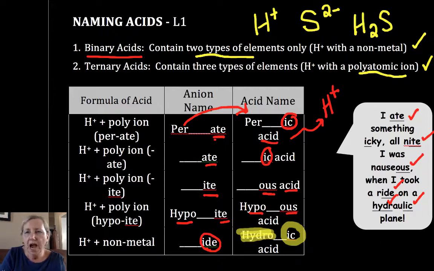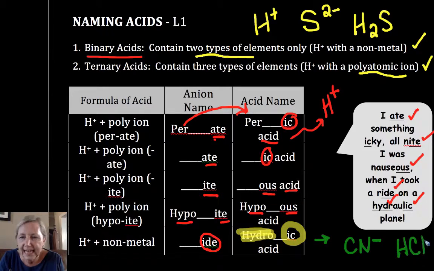So it becomes hydro-ic. Now, again, like I said, these are our binaries with the exception of cyanide, and it follows the rules, it's just not binary. It becomes hydrocyanic acid. There is one more polyatomic ion that ends in ide, but that's hydroxide. If you add an H plus to it, you have water. So we don't need to name it according to acid rules.